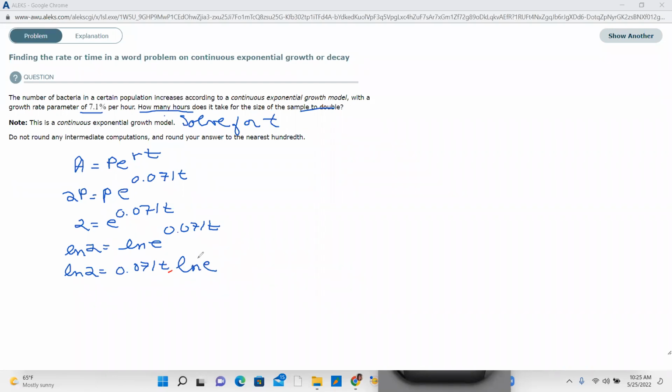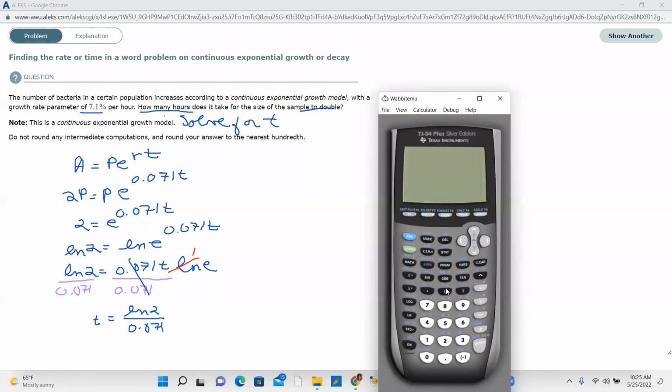Natural log of e is 1. 1 times anything is whatever you started with. And then you can divide both sides by the decimal. So that cancels, and you just have t on one side, and the natural log of 2 over that decimal on the other side, which you can solve for on a calculator.